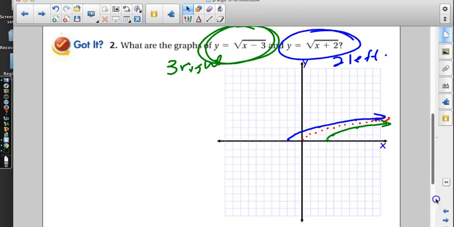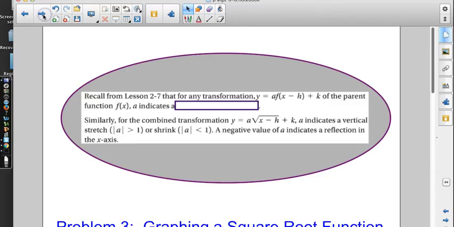Cool. Well, like I said, eventually we've got to have an A value that's not the same. But this says, recall from lesson 2.7 that for any transformation, a f of x minus h plus k of the parent function, f of x, A indicates a vertical stretch or shrink. What's up with the F, Cedar Home? They're trying to show us that this is the original function, and we're putting a different A value in front. It's actually kind of the worst way to think about it, because what we want to do is think shape first, and A is responsible for the shape, so that's what we need to use.